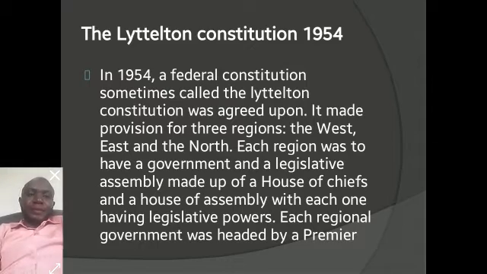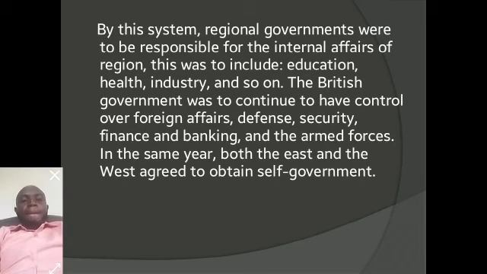So by this system, regional governments were to be responsible for the internal affairs of the region. This was to include education, health, industry, and so on. The British government was to continue to have control over foreign affairs, defense, security, finance and banking, and the armed forces. So in the same year, both the East and the West agreed to obtain self-government.